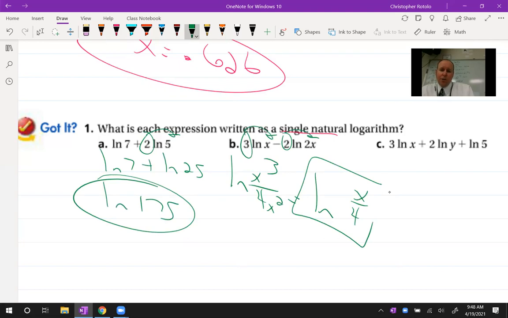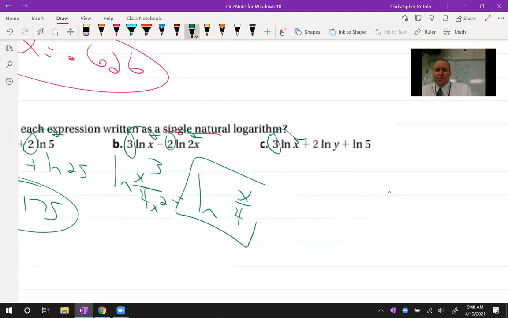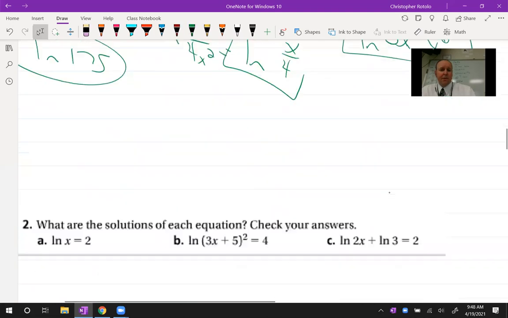How do I get that? Coefficients become exponents. Subtraction becomes division. So I'm going to take care of each one and then hang them up. So here's what we got. We got x cubed, so natural log of x cubed times y squared times 5. I can squeeze that back in here. They were all addition, so no big deal. All right, so that's a quick review putting those together.